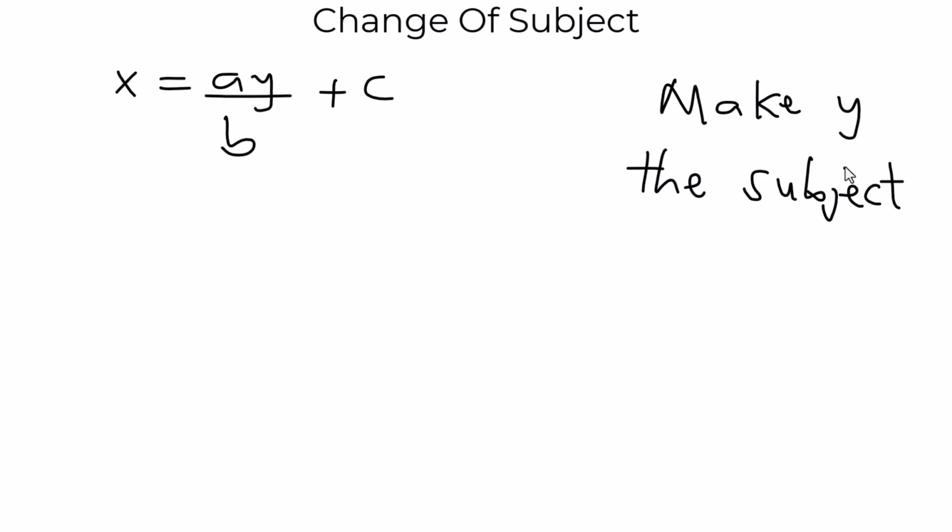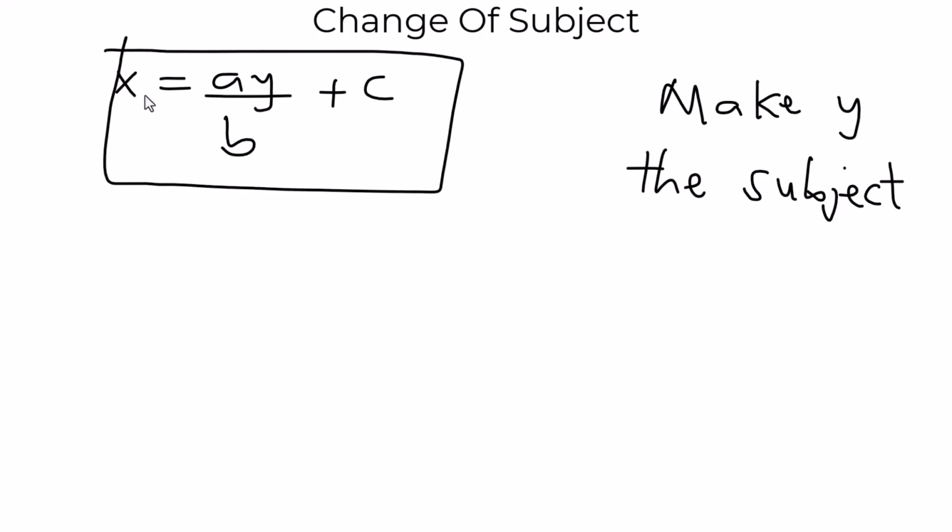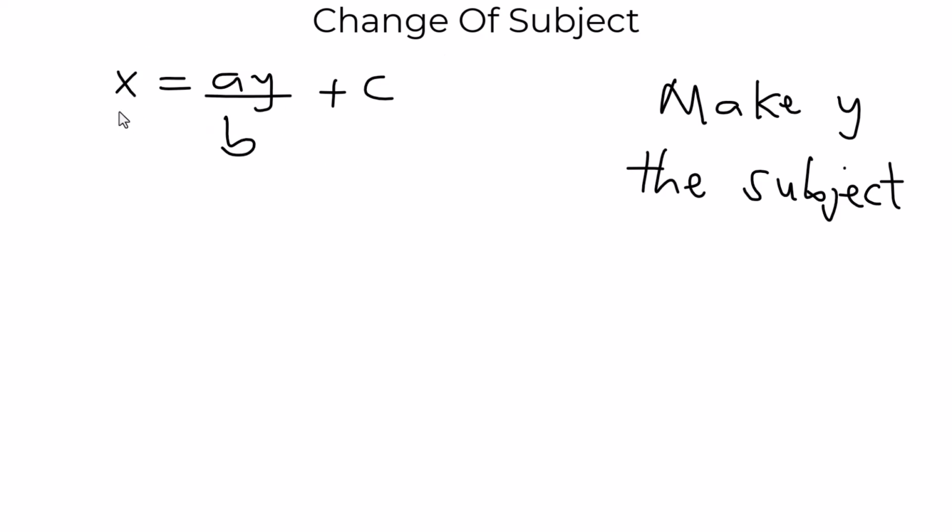But we should actually understand what it means when we say make a certain alphabet the subject. Let me explain it in a layman's language. You see, this particular expression or equation, that is x equals ay divided by b plus c. In this particular equation, x is the subject of the equation. X is the subject. Why? Because you can see that x is standing on its own, so x is equal to. So that means x is the subject.